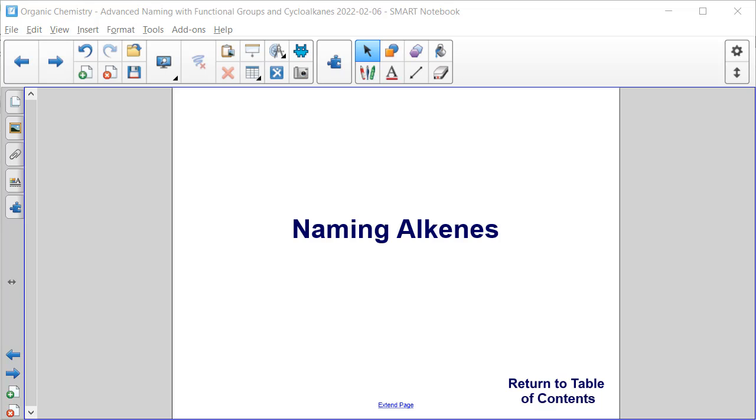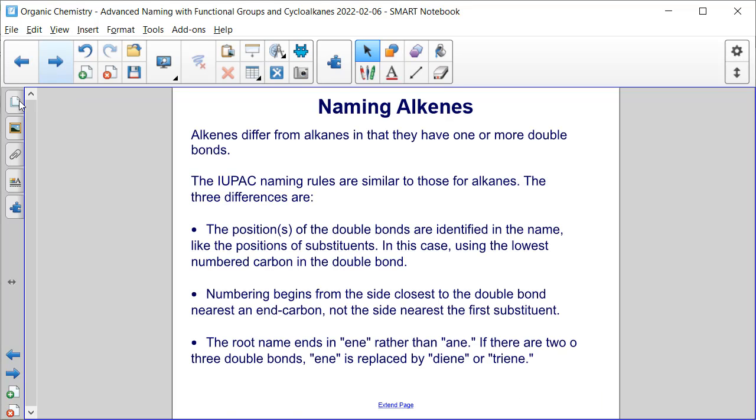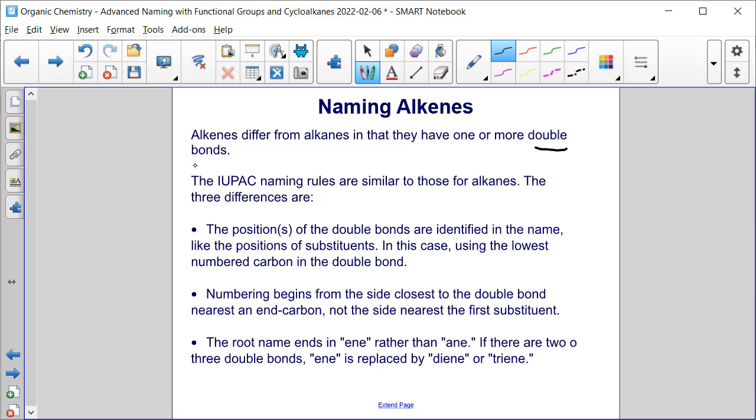In the first section, we'll discuss naming alkenes. Alkenes differ from alkanes in that they have one or more double bonds. The IUPAC naming rules are similar to those for alkanes. Three differences are, first, the position or positions of the double bonds are identified in the name, like the positions of substituents. In this case, using the lowest numbered carbon in the double bond.